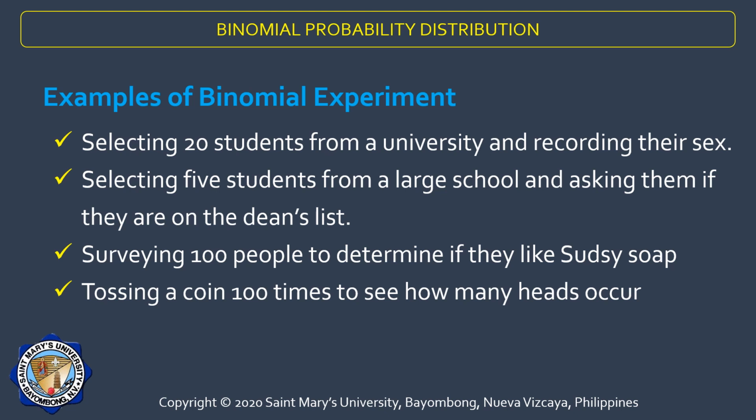And last one, tossing a coin 100 times to see how many heads occur. So, the number of trials is fixed, 100 times. Then, there are two possible outcomes, head and tail. And the outcomes are independent of each other. If the first trial is head, the second trial does not depend on the result of the first trial. Okay, that's why it is independent.